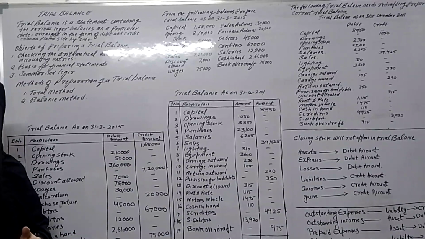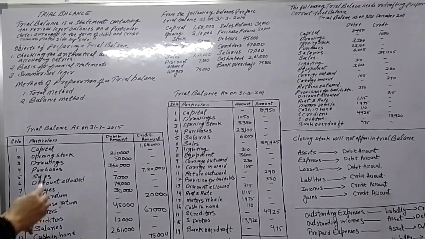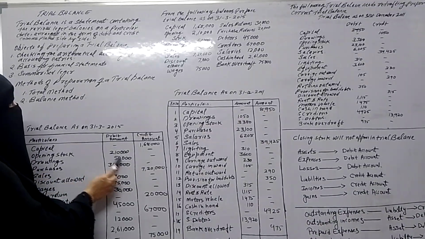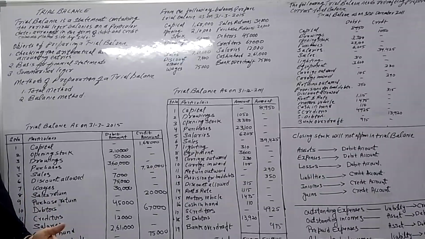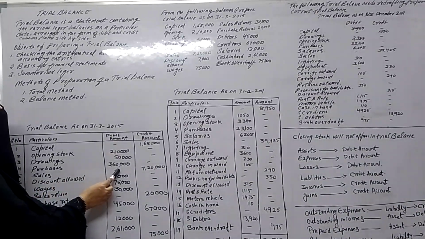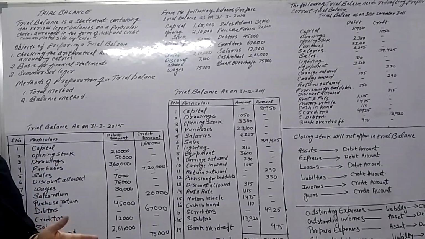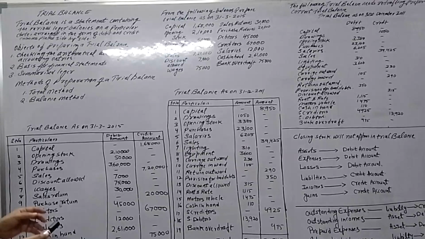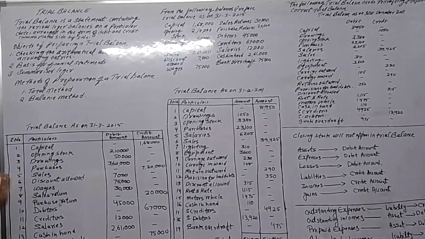Drawings is also a debit account because drawings are expenses. So drawings comes debit side. Next is purchases. Purchases is an expense. So it is a debit account. Debit side purchases. Next is sales. Sales is an income and all incomes have credit balances. So sales, credit side.